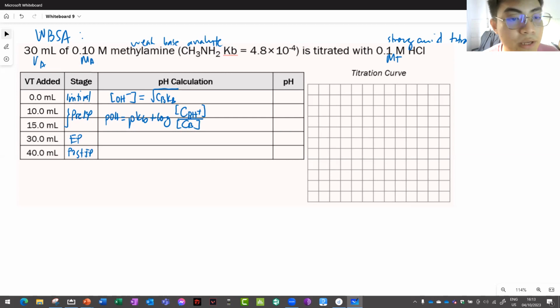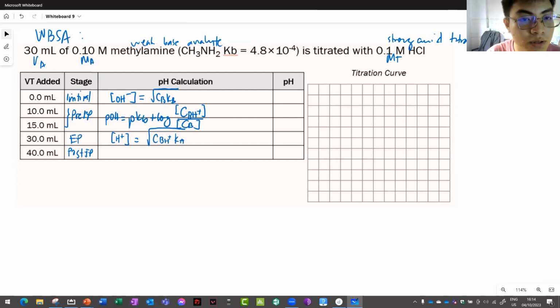At the equivalence point, you no longer have a base. All you have is a conjugate acid. So you get H plus. Everything is already conjugate acid. So this is equal to the square root of the conjugate acid concentration, the BH plus conjugate acid, times the Ka.